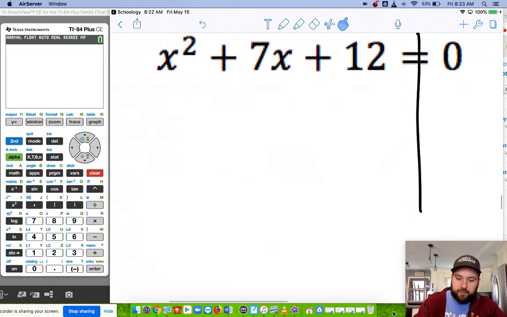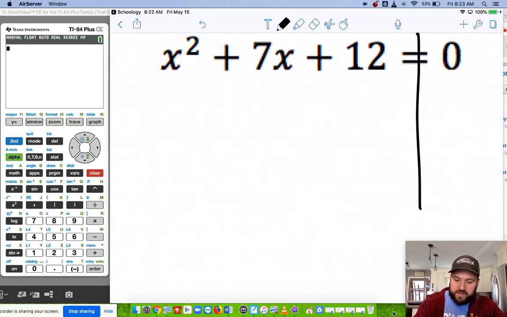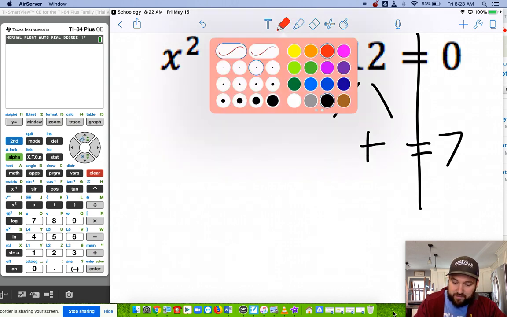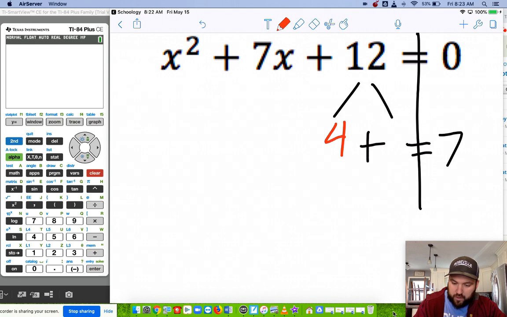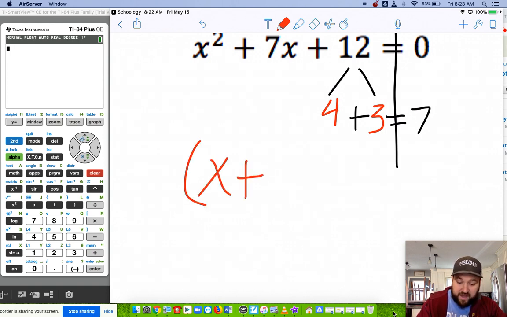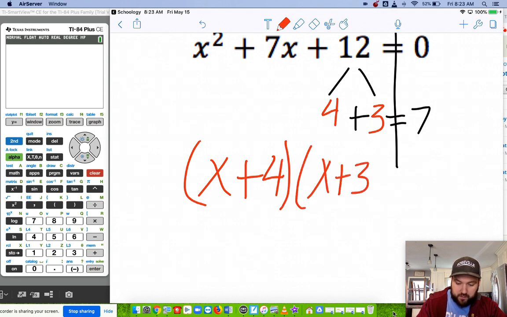And if you remember, our factoring method was, I want two numbers that multiply to 12 but add up to 7. So if I can find two numbers that multiply to 12 but add to 7, which in this case are 4 and 3, right? 4 times 3 is 12. 4 plus 3 is 7. Then I can write the left side of the equation in factored form as (x + 4)(x + 3) = 0.